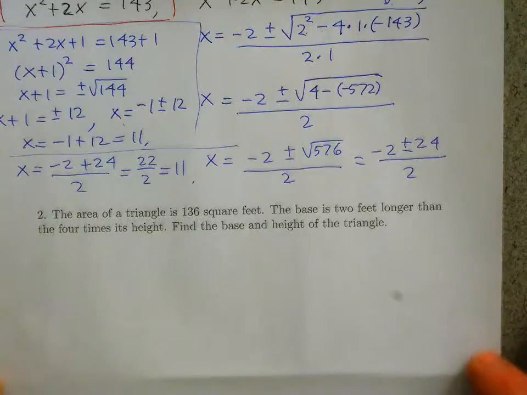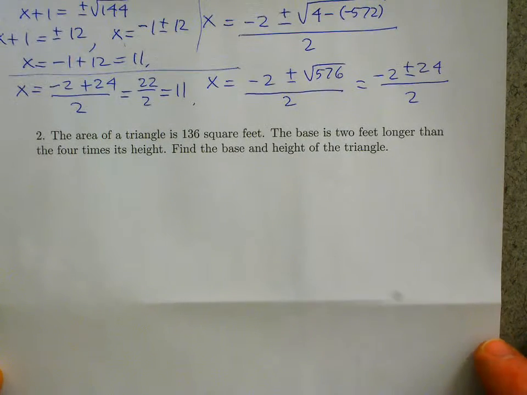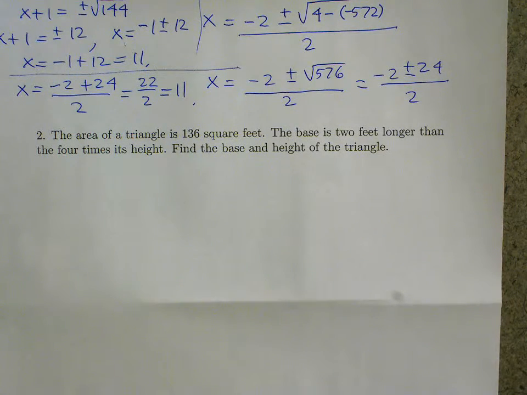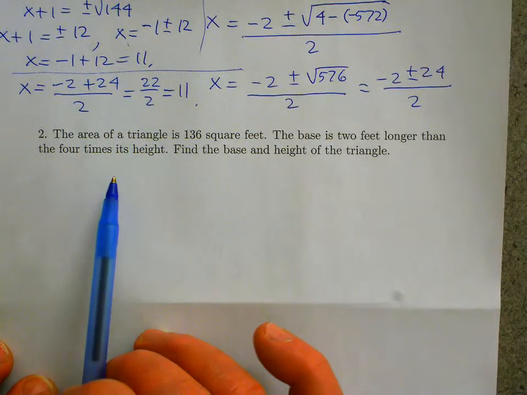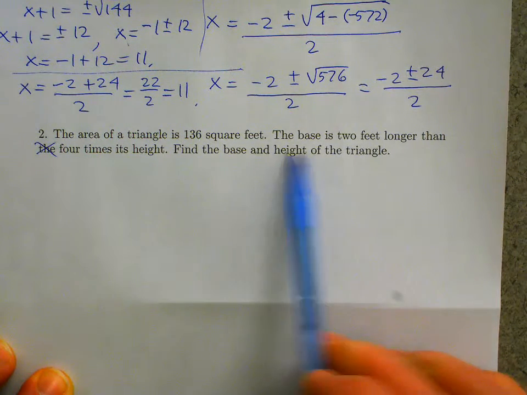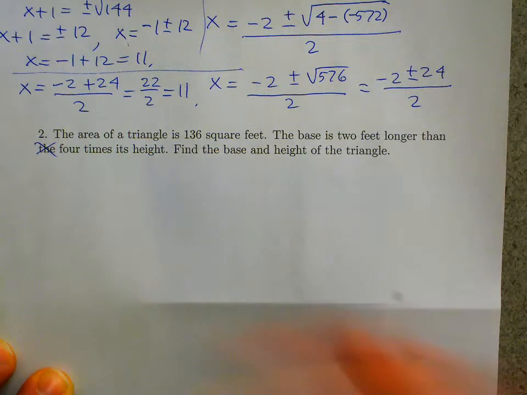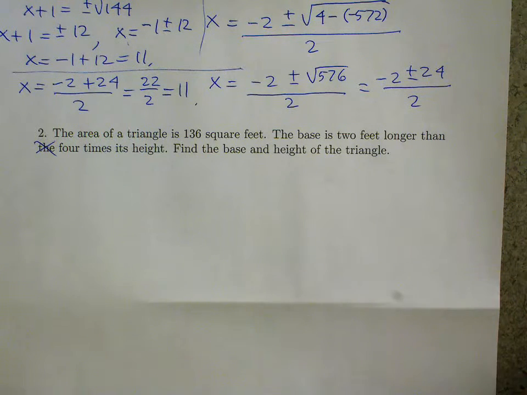Okay, let's move on to the next problem. The area of a triangle is 136 square feet. The base is 2 feet longer than 4 times its height. So this word "the" shouldn't be there. The base is 2 feet longer than 4 times its height. Find the base and height of the triangle.